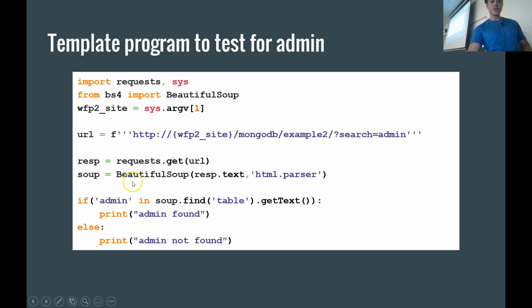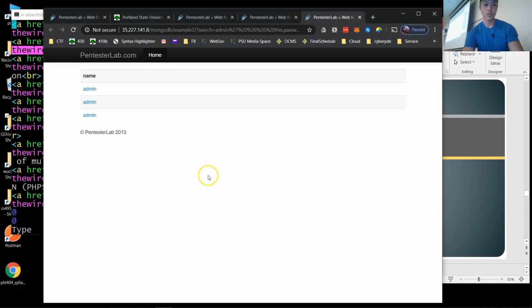Then you do a request.get. You get the result in response, and the text of the response you will send to Beautiful Soup's HTML parser. And then from soup, you can issue the find to find all the table elements in the HTML. And so the result is included in a table that's got this admin string in it. If you remember the UI, I'll show you the UI. This is a table, and in this table, it's got an element admin, and that's what this program is doing.